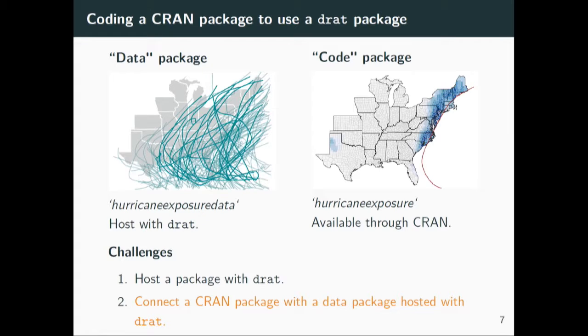All right. So that's done kind of that left-hand side of setting up the data package through a drat repository. So now the second step is connecting a code package. So I have a code package I want to put on CRAN, and it needs to use that data package that's on drat. How do I make that connection?